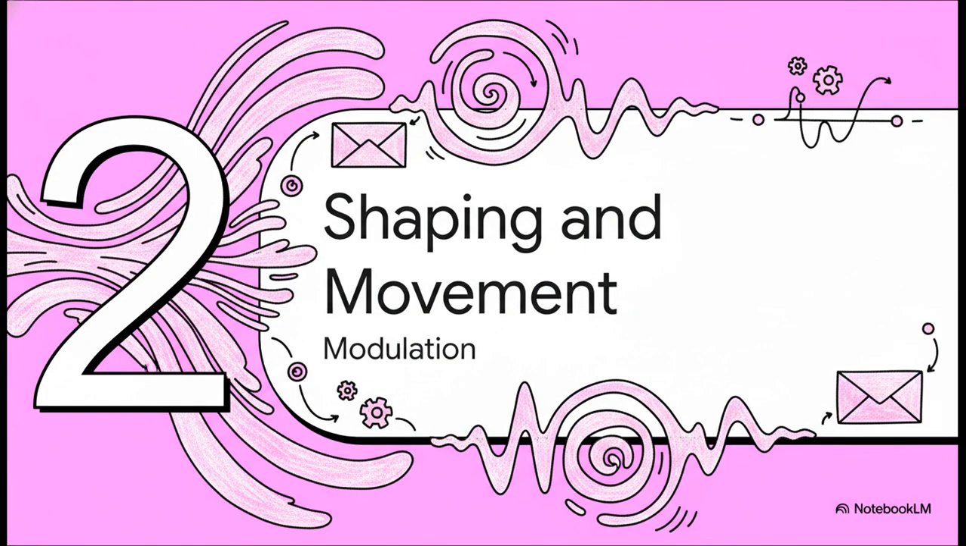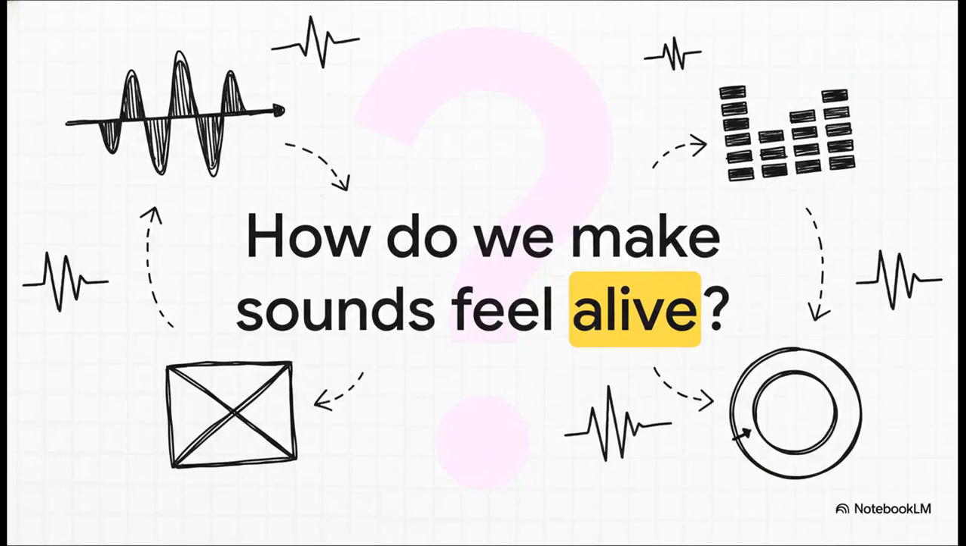Okay, so we've got these incredible, powerful, raw sounds. Awesome. But how do we take them from just being a static noise and make them feel alive, dynamic, and full of movement? Well, the answer, my friend, is modulation. And that's just a fancy word for using one signal, like an LFO or an envelope, to control something else, like the filter cutoff or the volume. It's what gives sound its character.